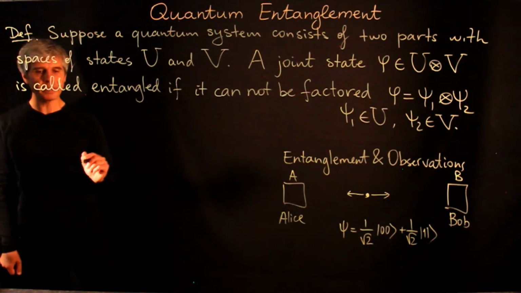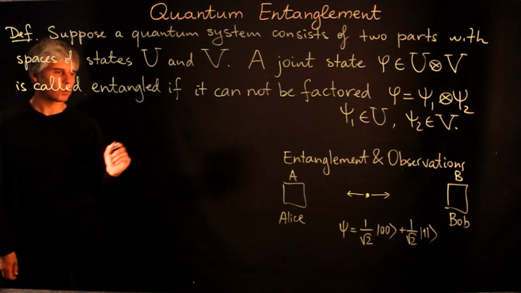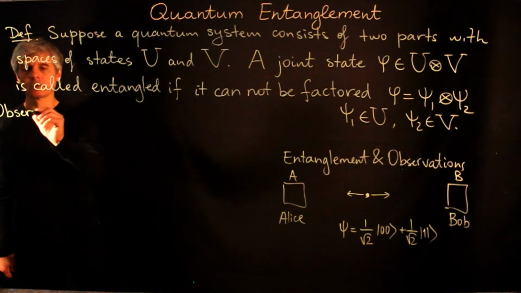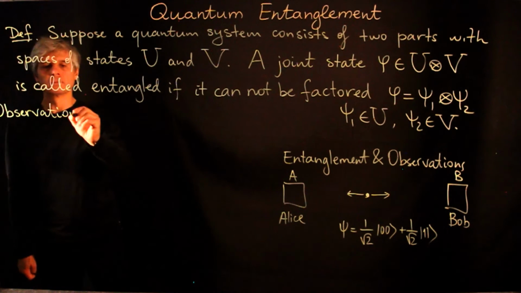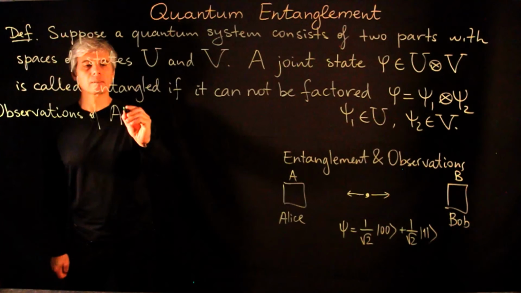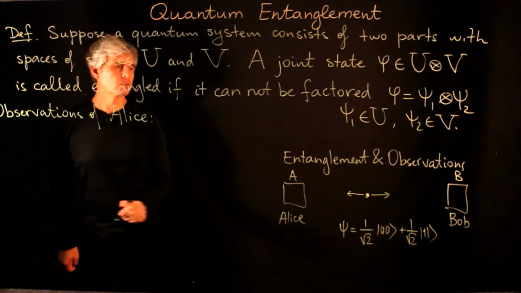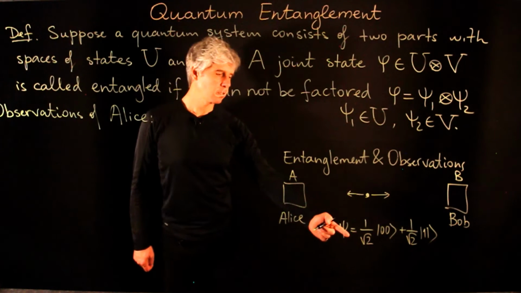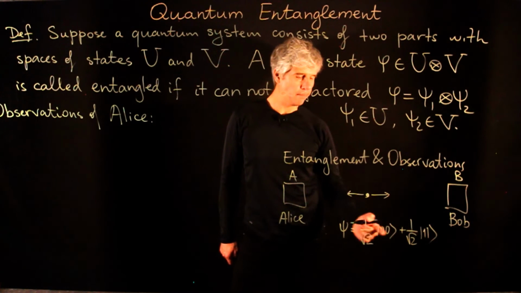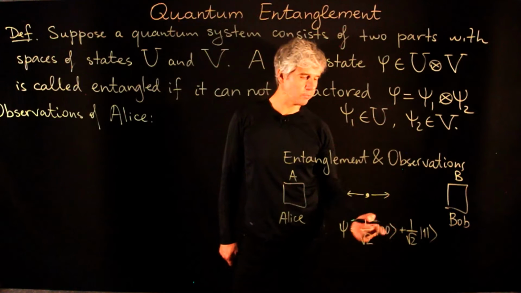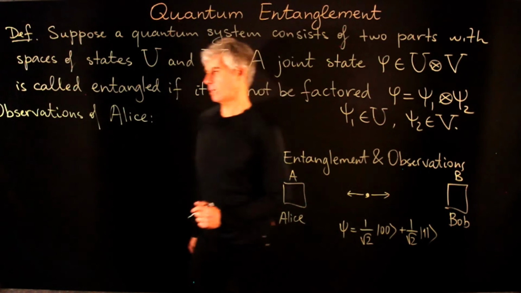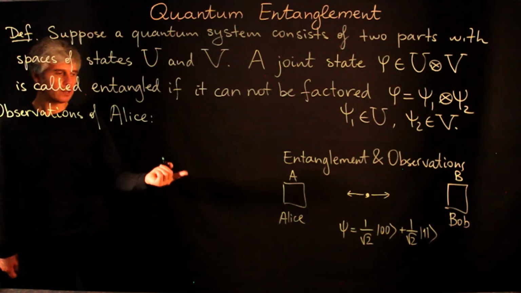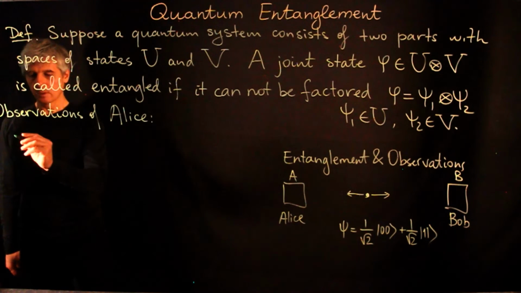Now, let's assume that Alice makes her observation first. So, observations of Alice. If we're given this state, what we're doing is measuring the value of the first bit of this state. So Alice can observe the value of the first bit to be 0 or 1.